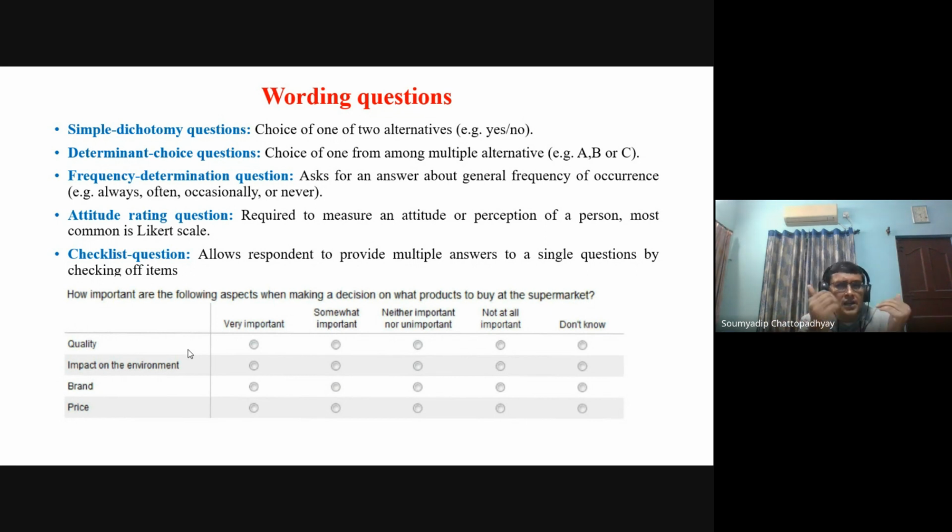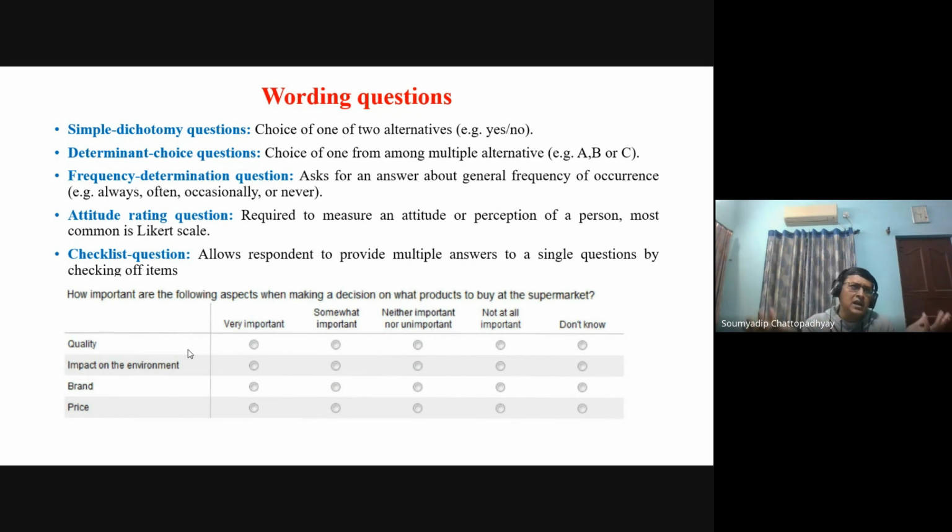Similarly, there are some questions which are basically determinant choice questions, where you are actually asking your respondents to choose one from among multiple alternatives. For example, it may be option A, or option B, or option C, and so on and so forth. There may also be some kind of frequency determination question. For example, you may ask your respondents about the general frequency of occurrence of an event.